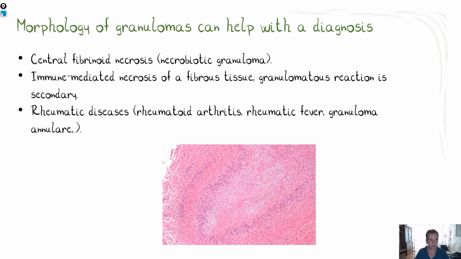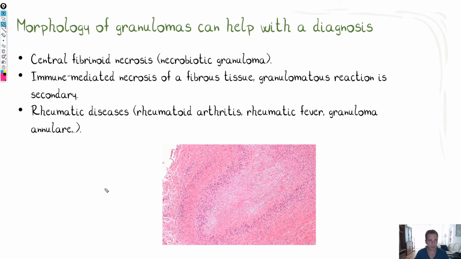And the last type is a granuloma with central fibrinoid necrosis. There is no caseous necrosis and no suppuration, but there is a fibrinoid necrosis in the center of the granuloma. You probably remember fibrinoid necrosis from vasculitis, but it can also be a component of a granuloma. We call it a necrobiotic granuloma. So basically, it's an immune-mediated reaction.